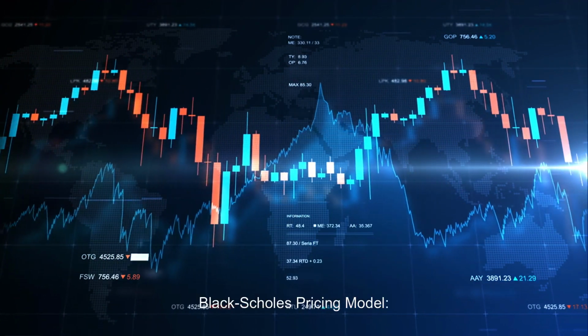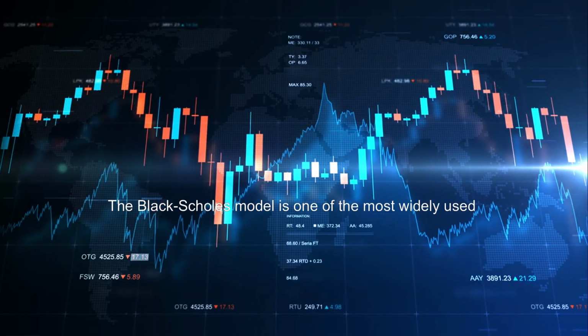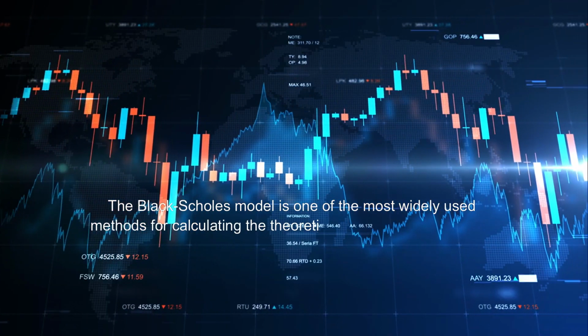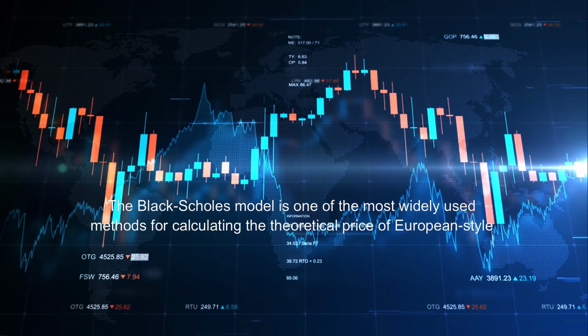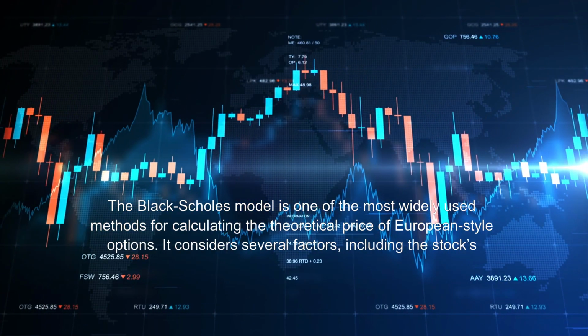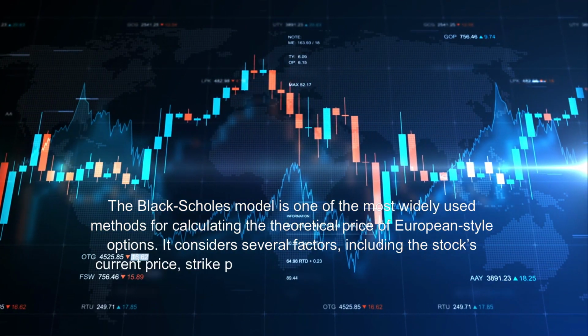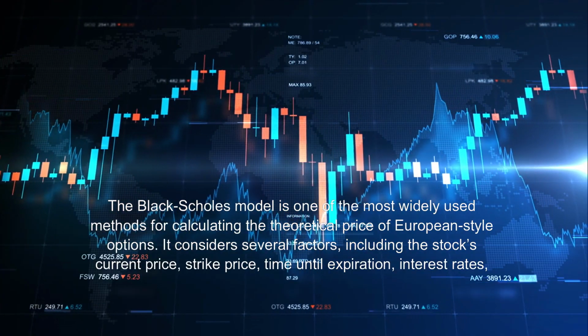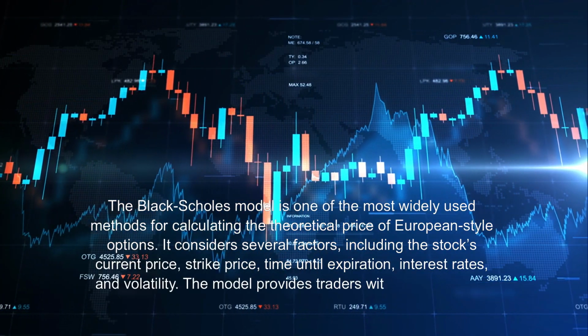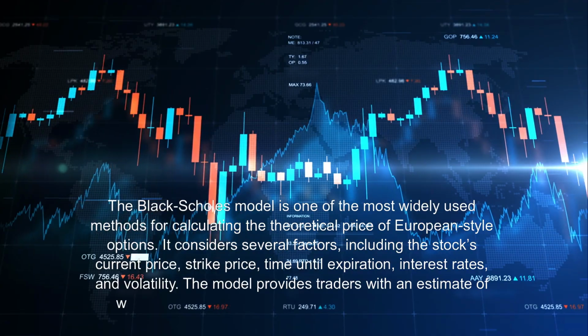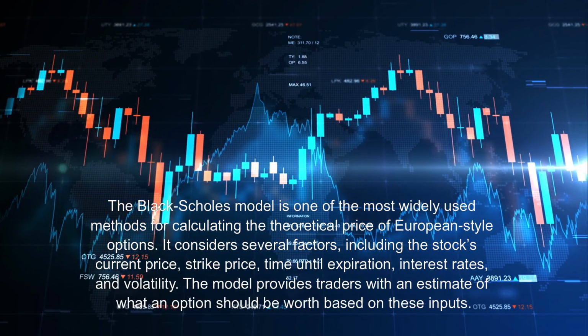Black-Scholes pricing model. The Black-Scholes model is one of the most widely used methods for calculating the theoretical price of European-style options. It considers several factors, including the stock's current price, strike price, time until expiration, interest rates, and volatility. The model provides traders with an estimate of what an option should be worth based on these inputs.